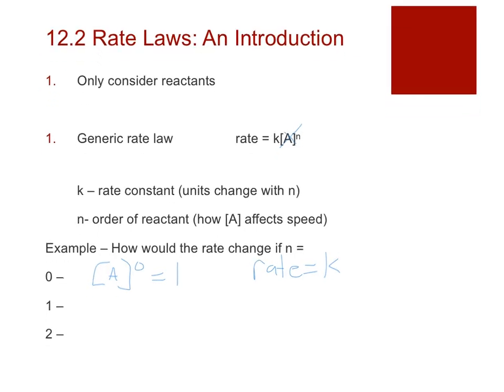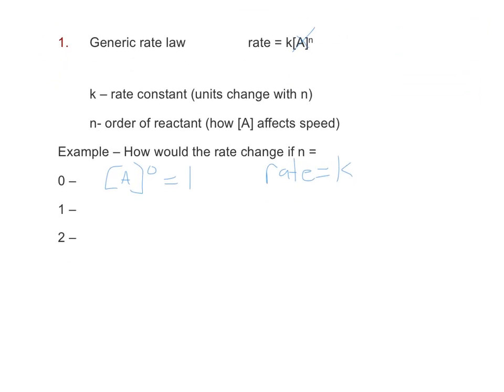If we said, what if it was first order? Okay, A to the first. Now my rate law is rate equals k A to the first. Well, that's a direct relationship. A is proportional to the rate. If A doubles, the rate will double. If A triples, the rate will triple.